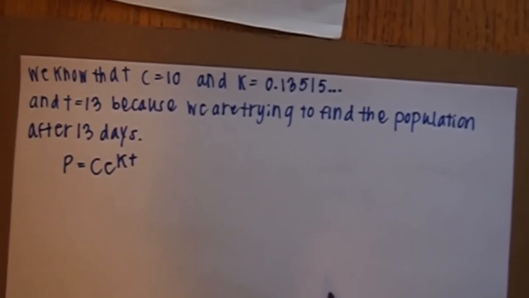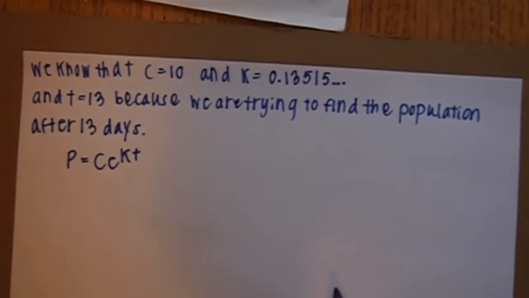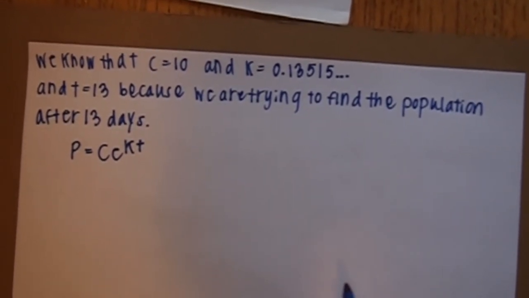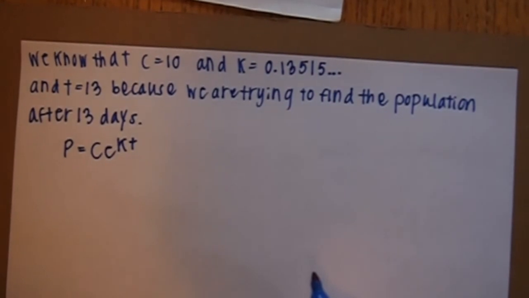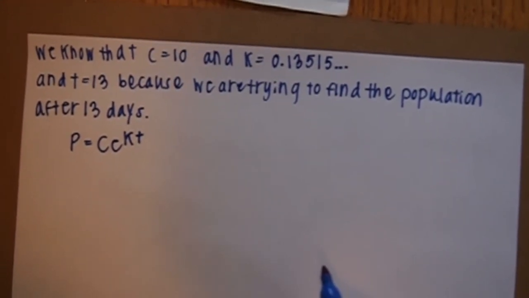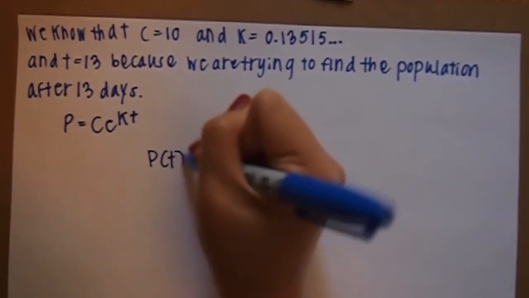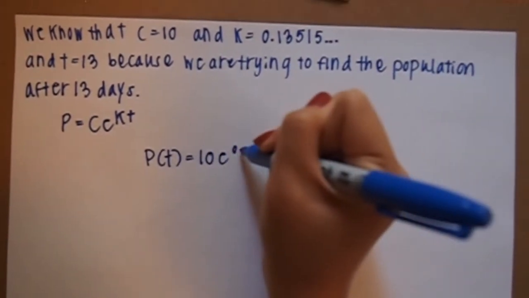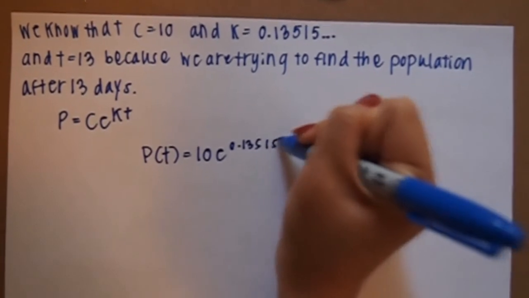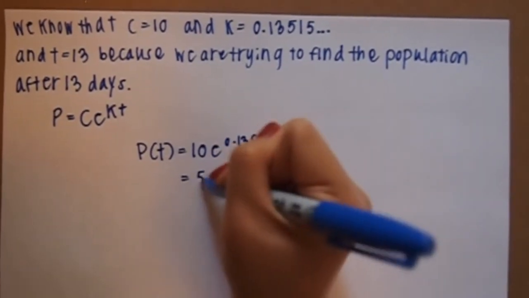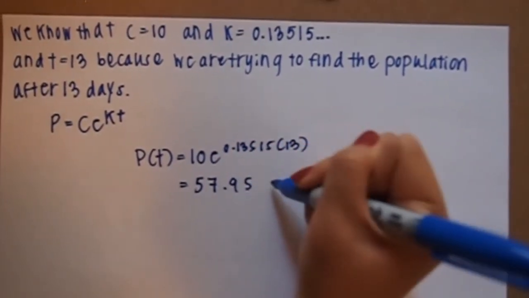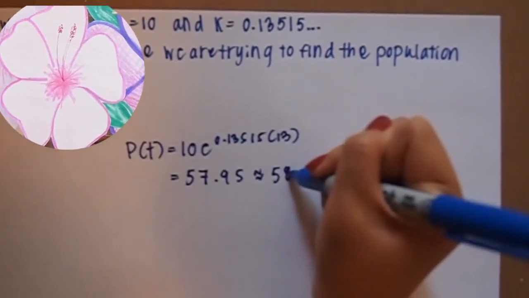and t equals 13 because we are trying to find the population after 13 days. We are going to use the equation that we found previously, which is P equals C e to the kt, and then P of t equals 10 e to the 0.13515 times 13, and you plug that into the calculator, and we found that it is 57.95. So that means after 13 days, there will be 58 flowers.